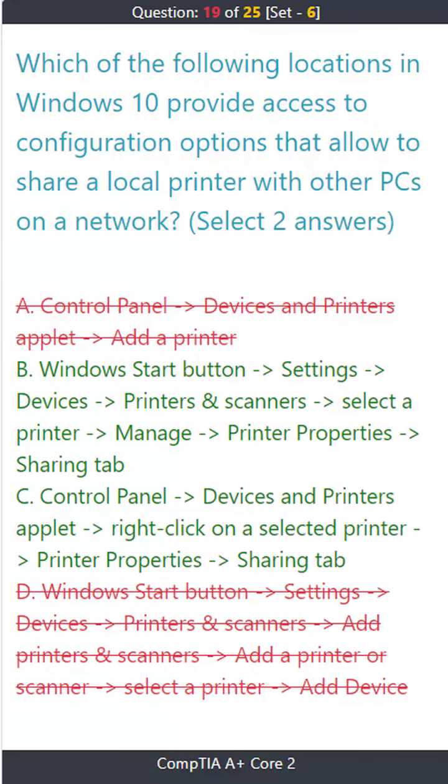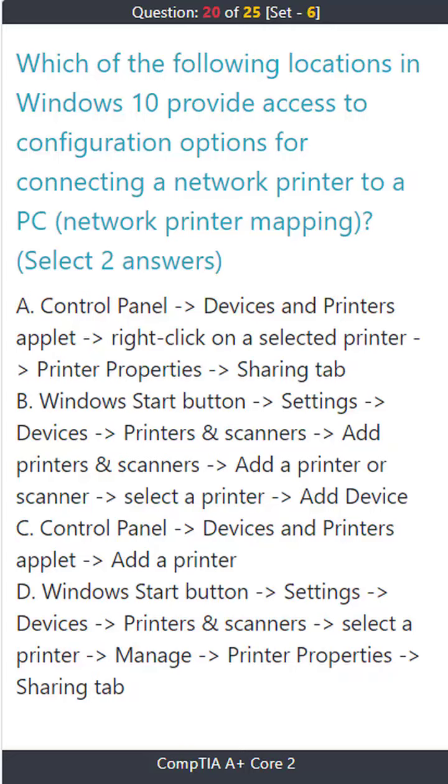The correct answers are B. Windows Start button - Settings - Devices - Printers and scanners - select a printer - Manage - Printer properties - Sharing tab. C. Control Panel - Devices and Printers applet - right-click on a selected printer - Printer properties - Sharing tab.